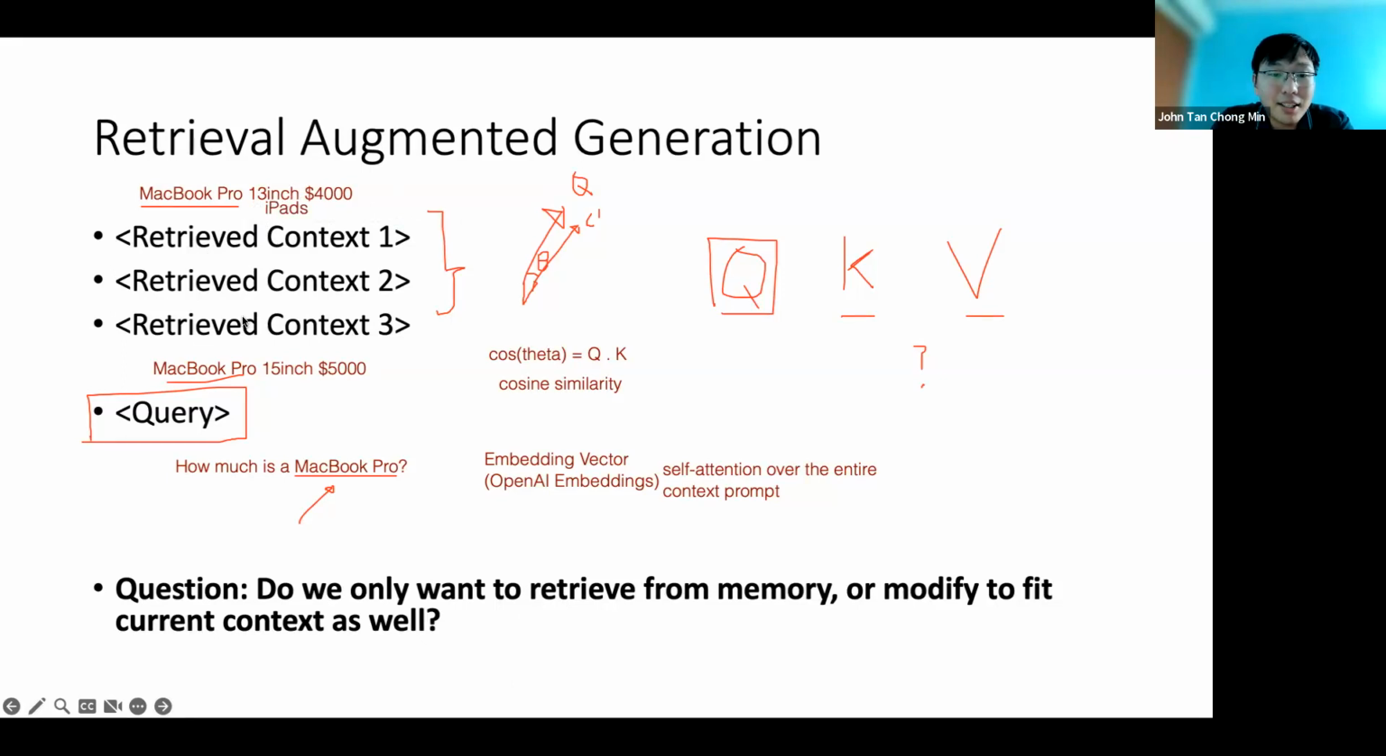In fact, I find that if you have this query, you can ask the large language model, based on this query, to find out which are the relevant contexts. You can just give it a list of contexts: context 1, context 2, context 3. If you ask the large language model to give you the context like that, I find that it works much better than cosine similarity.